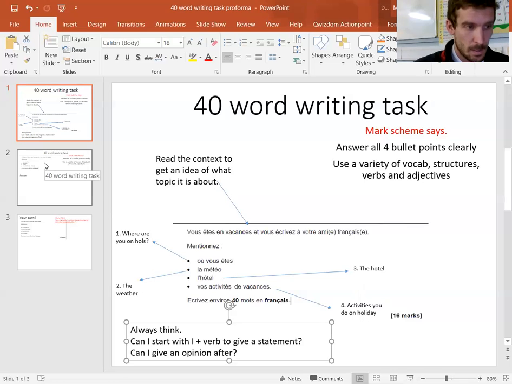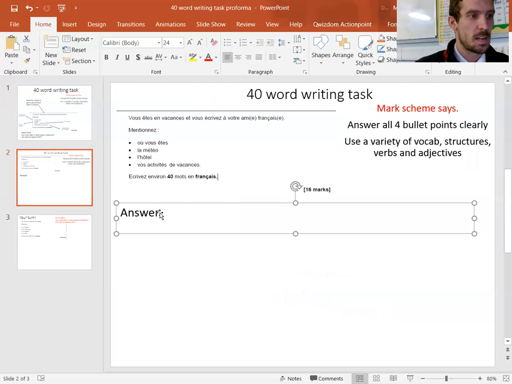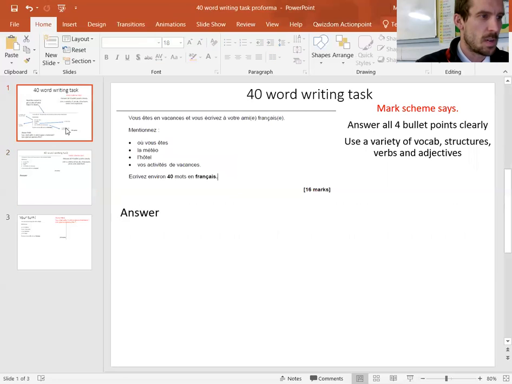Always make sure you plan it. It didn't take long to plan this because it's not as much as with the 90. But read the context, work out all the four bullet points, then you can get on with writing it. Your plan presumably would be on the same page. Mine is on a different page of the PowerPoint slide. But let's have a go with it. So let's get back to the task.